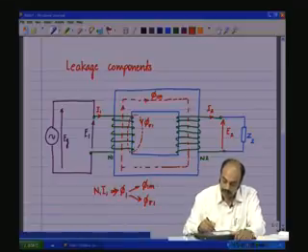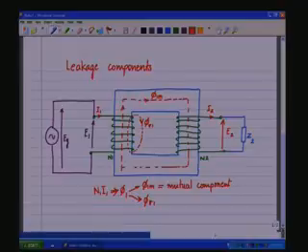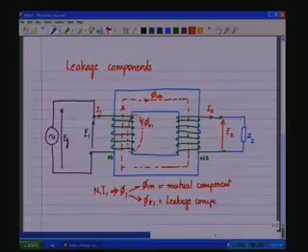The phi 1m component is called the mutual component, which links with the secondary winding. It is flowing through the core and links with the secondary winding. Phi sigma 1 is called the leakage component, and this does not link with the secondary.